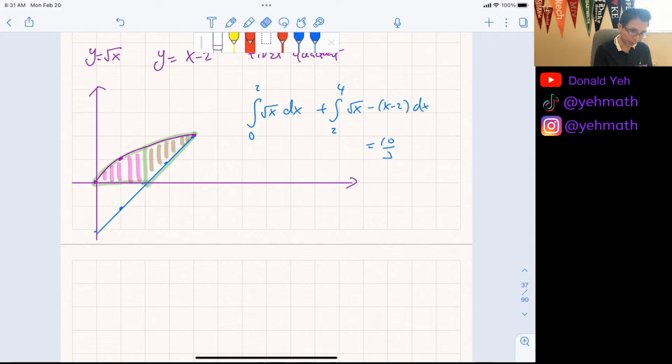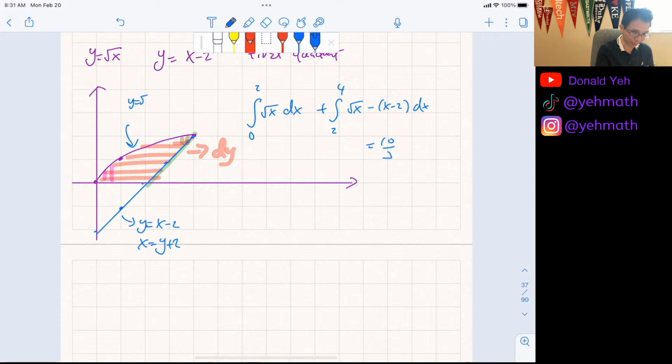So let's look at this one from one perspective. If I do it this way, I only have to do one integral, and that's much easier to deal with. So this is a dy. What is the top function here? y equals x minus 2, which you can change to x equals y plus 2. And this function, y equals square root of x, you can change to x equals y squared.